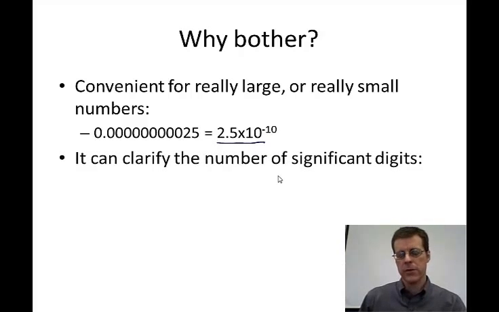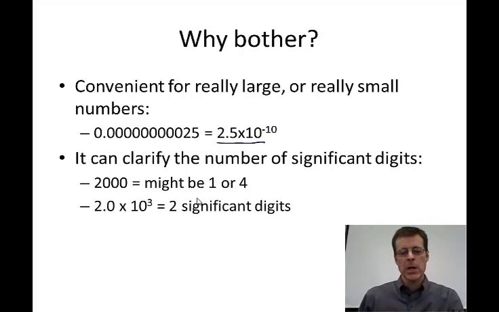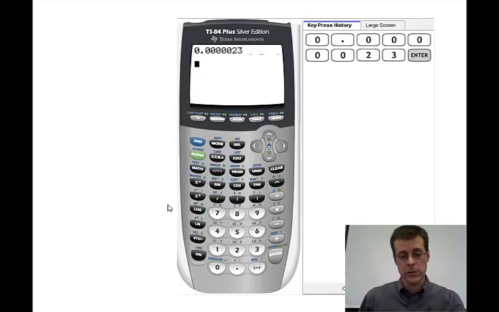The other reason I would want to use scientific notation is it's going to clarify the number of significant digits. So in the number 2000, that could be 4 significant digits. I would argue that it's only 1 significant digit, but it depends on the tool that I was using to measure it. If I were to write it in scientific notation with the correct number of significant digits, then I know it's the same value, but it's also now correct for significant digits.